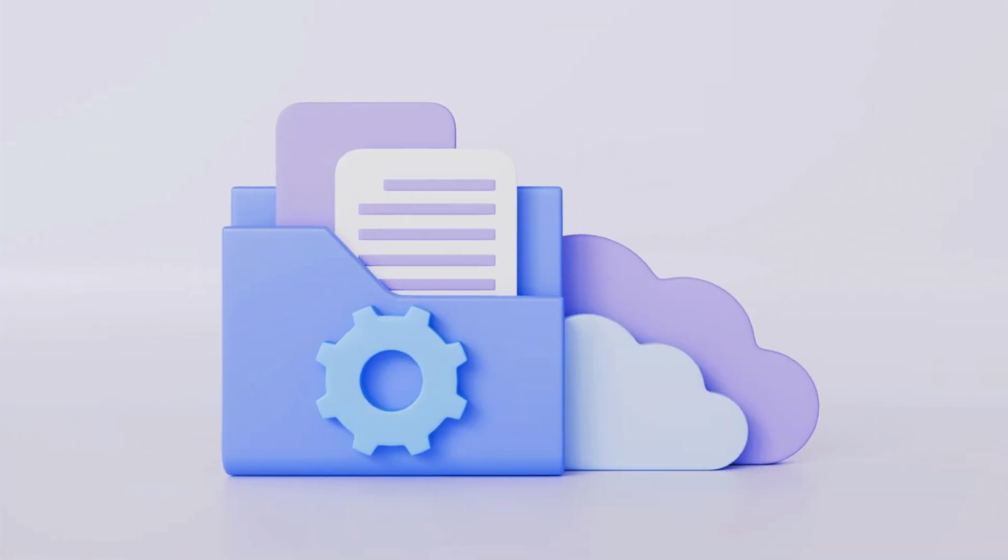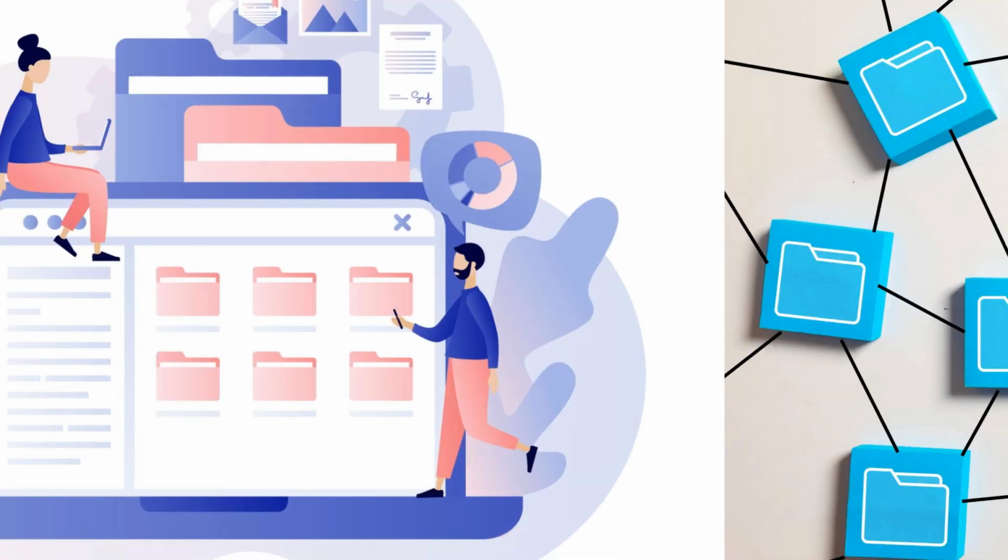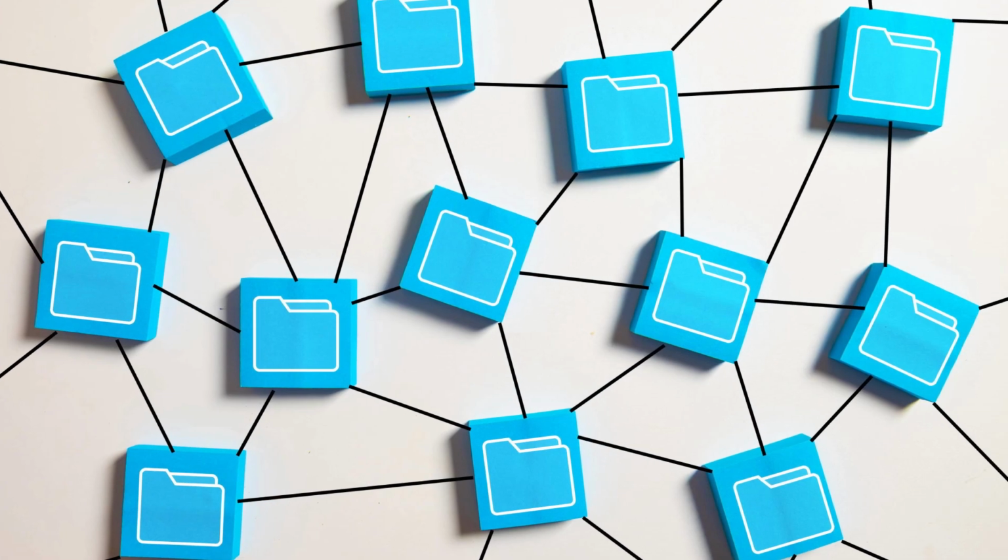A file is a piece of data stored on a computer. It can be a document, image, video, or any type of information. A folder is used to organize files. It acts like a container that helps keep related files together.